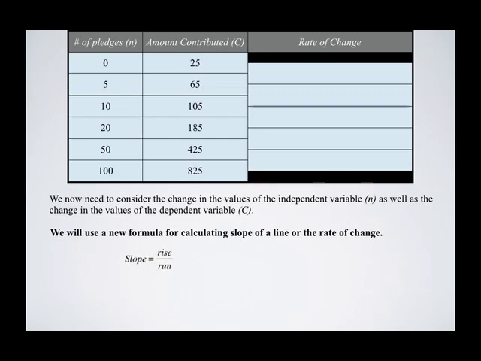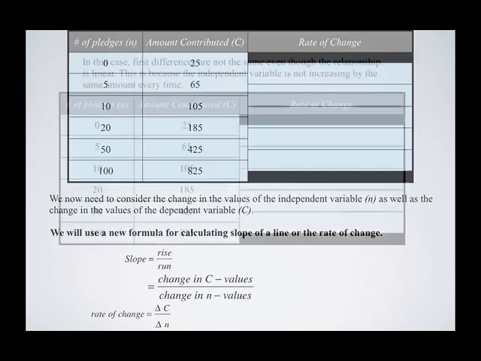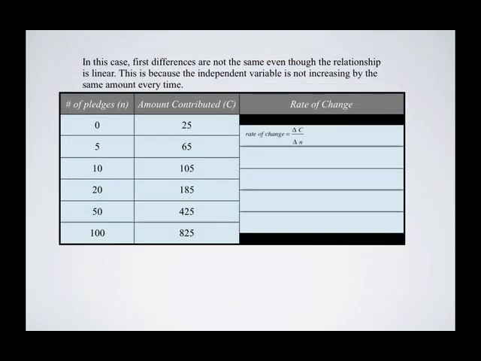Our slope is equal to our rise over our run, or the change in our C values in our example divided by the change in our N values. We can say our rate of change is equal to delta C over delta N. The little Greek character delta just simply means the change in.